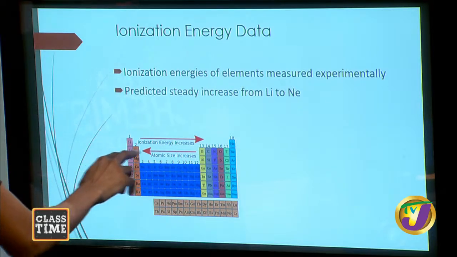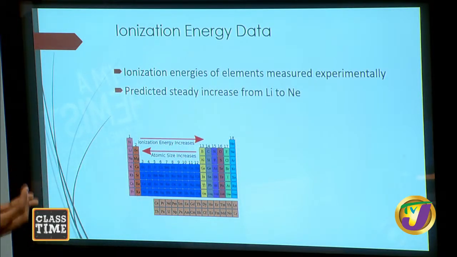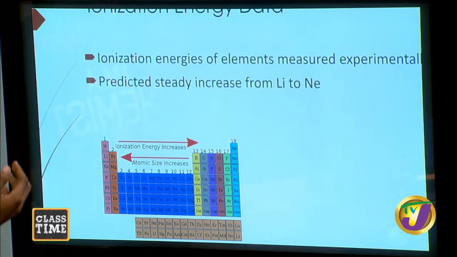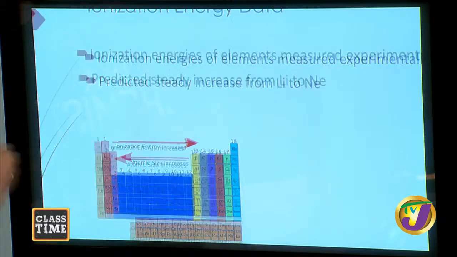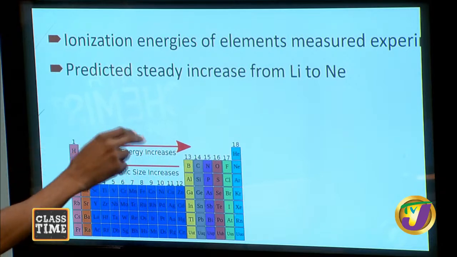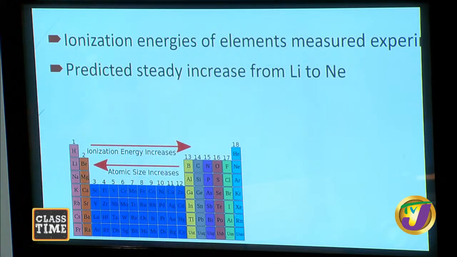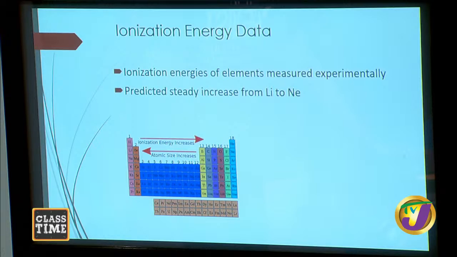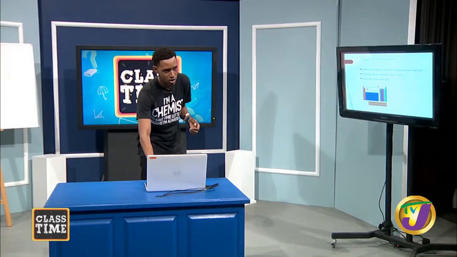Now, since it would have a stronger hold on the electron, it would be a lot harder for the atom to lose that electron. Therefore, the ionization energy would increase as you add protons to the nucleus. So we are expecting a steady increase going from lithium to neon. That is going from left to right across a period. But there were anomalies within the data.